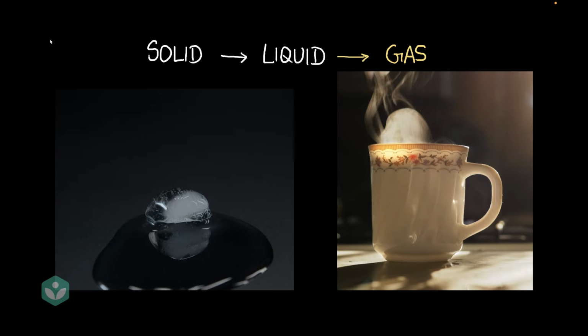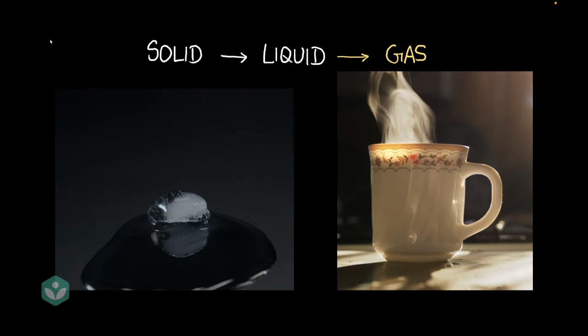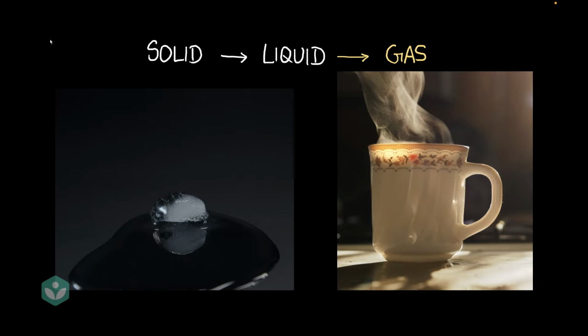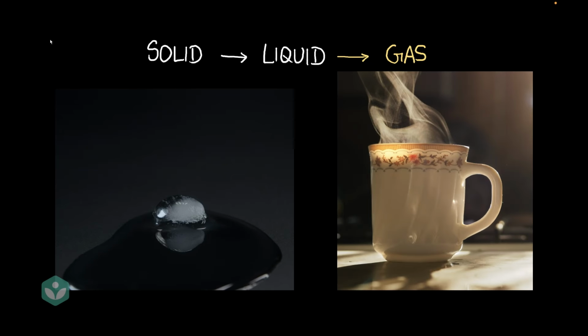And in this scenario, a liquid is turning into a gas, right? Now, how does all this happen? Why does a solid want to turn into a liquid and a liquid turn into a gas? To answer that question, we need to explore the effects of heat on objects, because it's heat that causes these changes to happen. Let's dive right in.